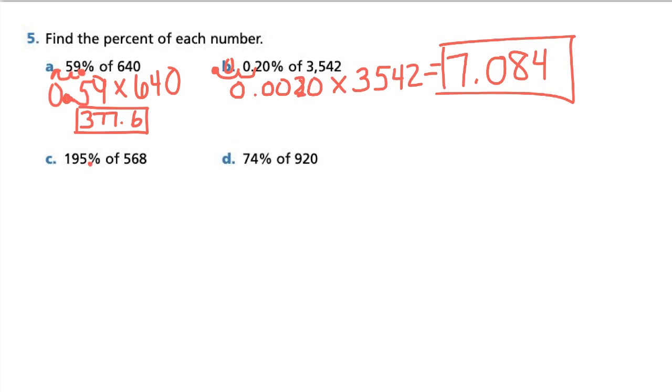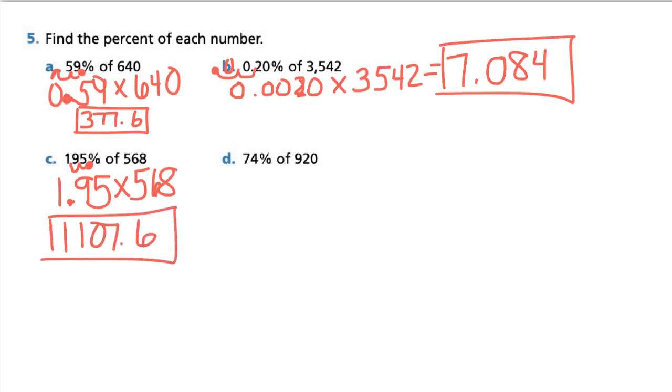Part C, my decimal's hiding at the end of the number. Move it once, twice to the left. Plop it down between the 1 and the 9. Of means to multiply, 568. Your answer is 1,107 6/10. Star yourself or fix it.